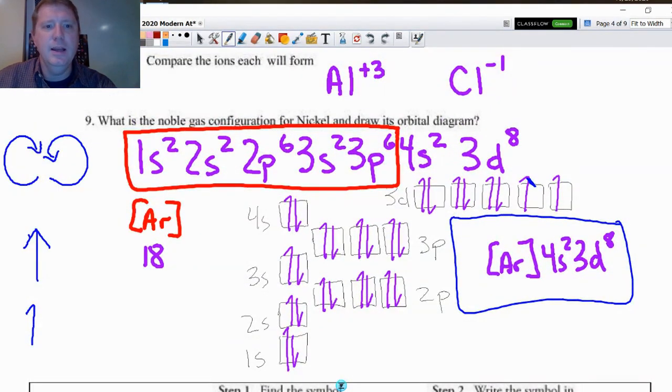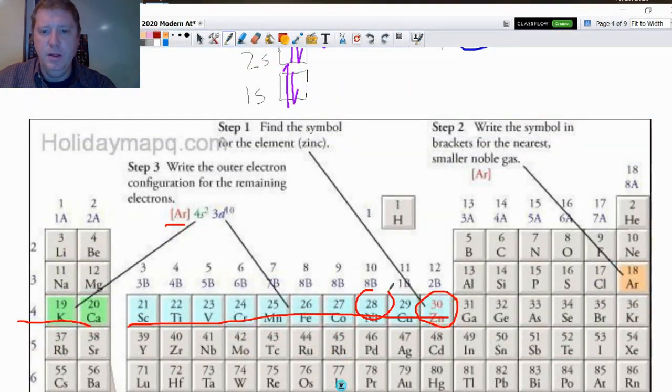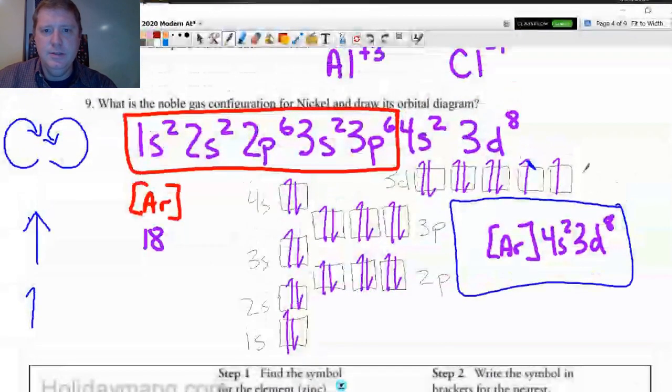And that's what's going on here in number 9. What is nickel's noble gas configuration? So you find nickel. Nickel is right here, boom, and you build up to it. So you say nickel would be all these pieces, and then it would have this extra stuff afterwards. So nickel is argon, 4s2, 3d8.